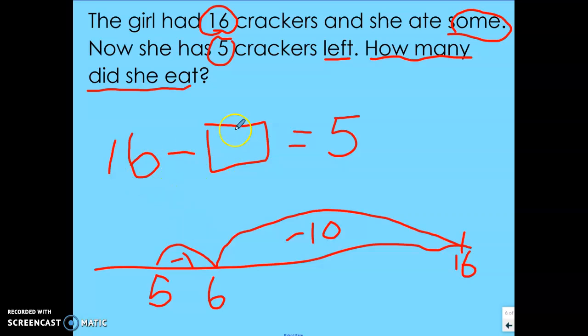So to figure out what this unknown is, all I have to do is add up how much I jumped. 10 plus 1, 10, 11. 16 minus 11 equals 5. How many did she eat? The girl ate 11 crackers.